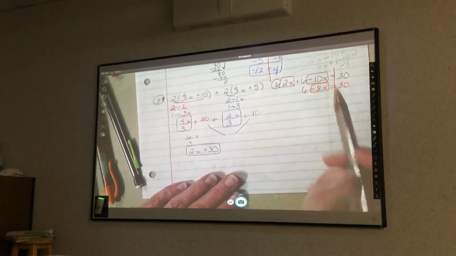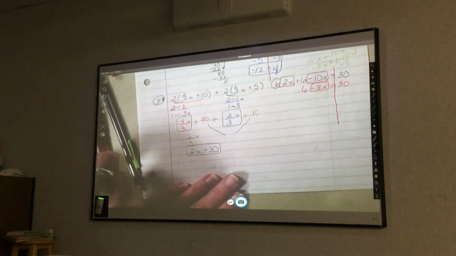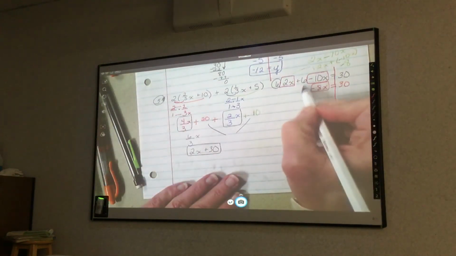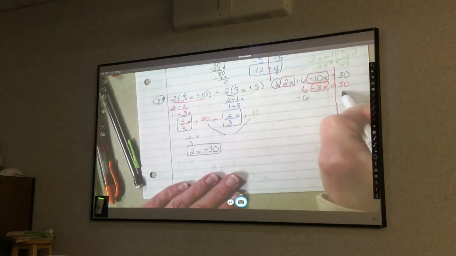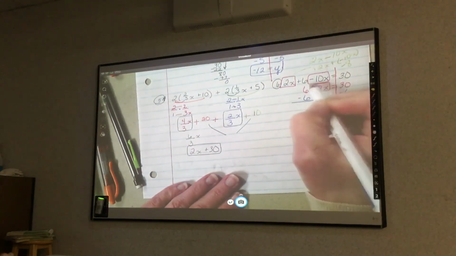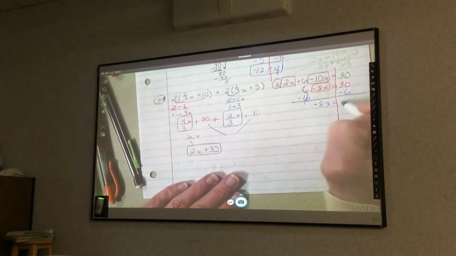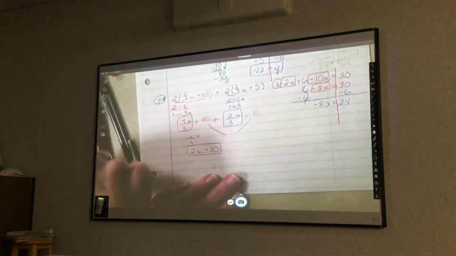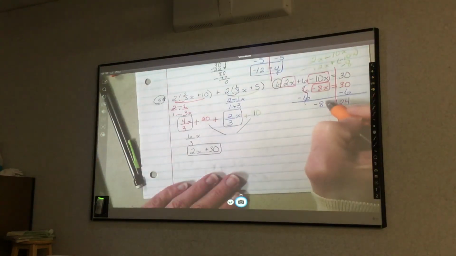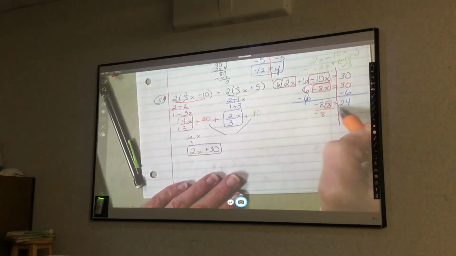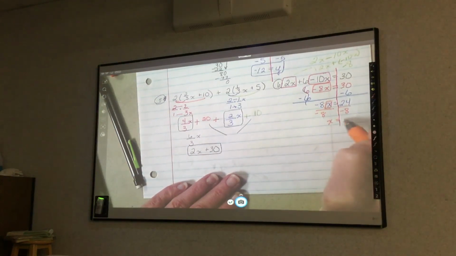Okay. Now, how do I get rid of my 6? This is a positive, so I'm going to subtract it so they can cancel each other out. I'm left with a negative 8x equals, and then 30 minus 6 is 24. So I'm going to box up that x. I'm going to divide by a negative 8 on both sides. That should be negative 3. So I have x equals negative 3.